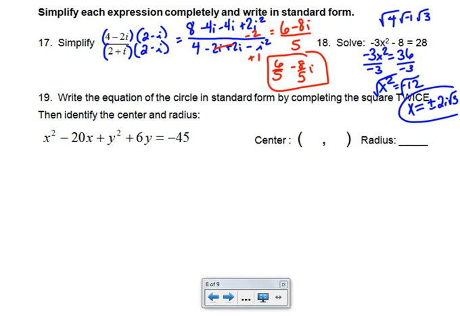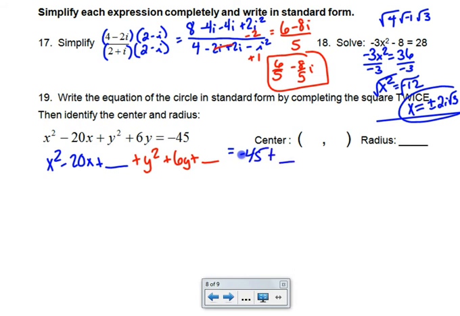And then identifying the center and radius of a circle, we need to complete, whoa, I don't know what just happened there, guys. I guess I drew a line. We're going to complete the square twice. So I'm going to do it for the x's, and then I'm going to do it again off to the right a little bit with the y's. Someone has already subtracted the 45 over, and I'm going to add both of the blanks back in.